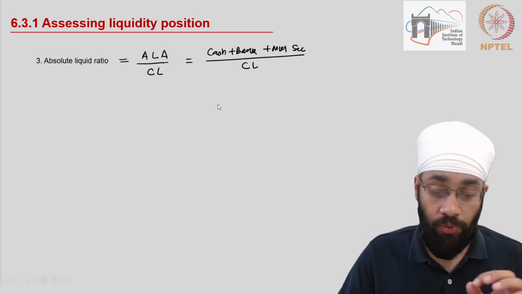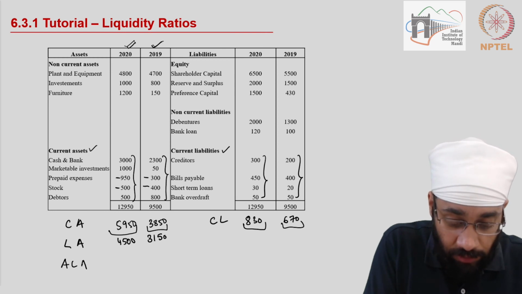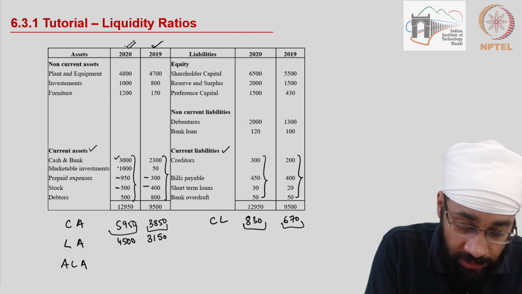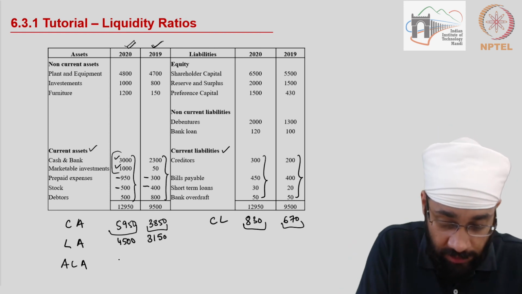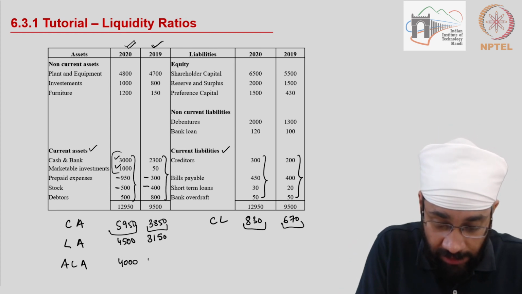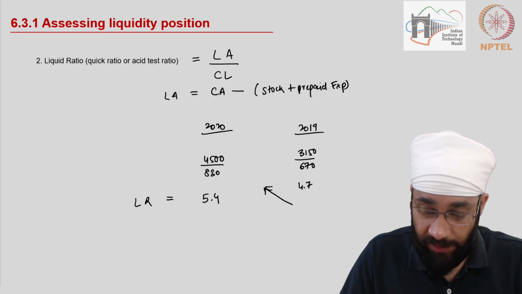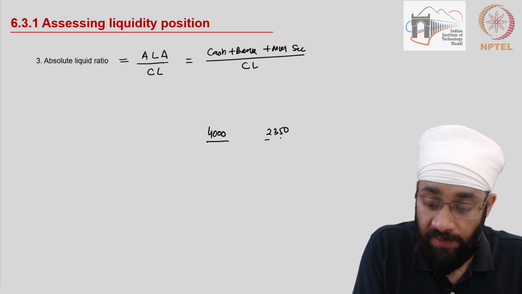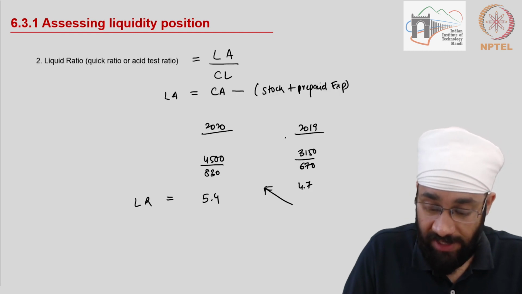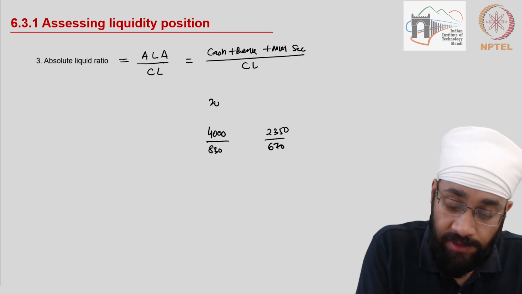So let's go to the balance sheet and calculate the amount for absolute liquid assets. Absolute liquid assets are going to include cash, marketable securities, and bank. That's it. So there are only these two items which we need to worry about. You have 4000 here, and you have 2350 here. You divide them by the same numbers, which are 830 and 670. This is for 2020.